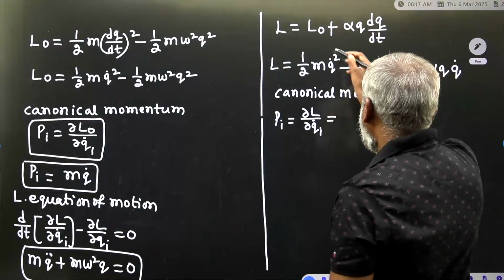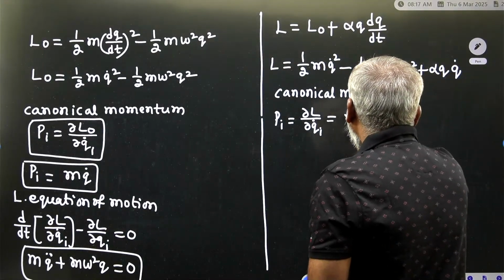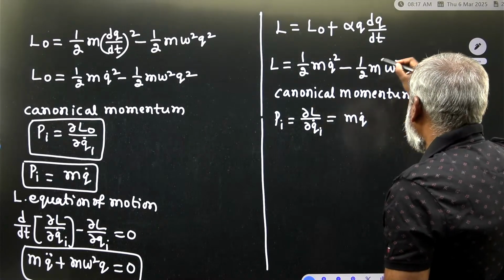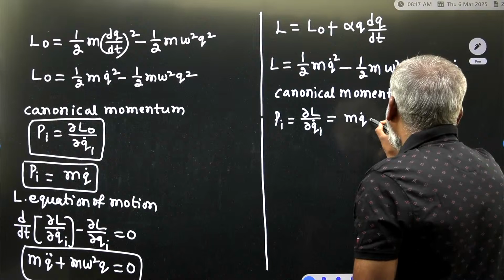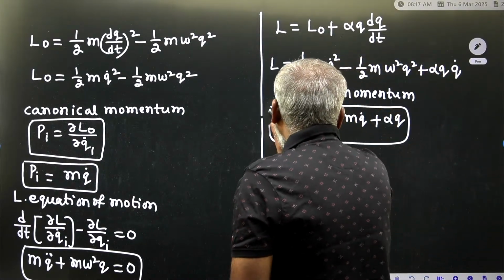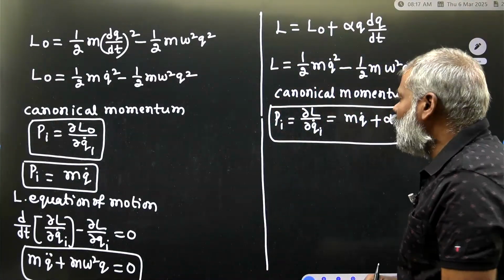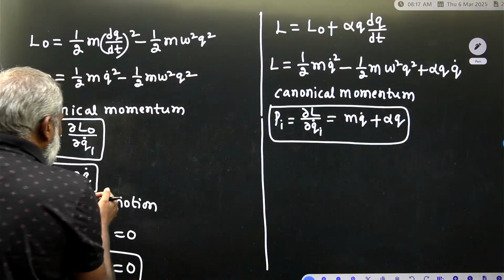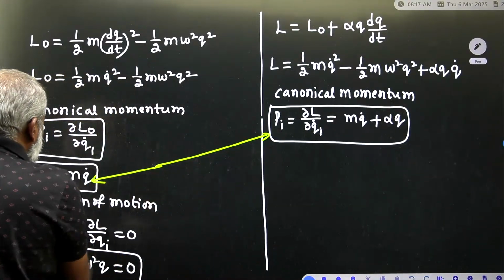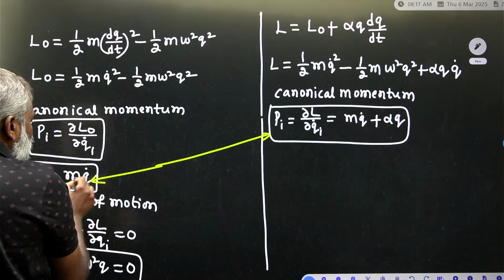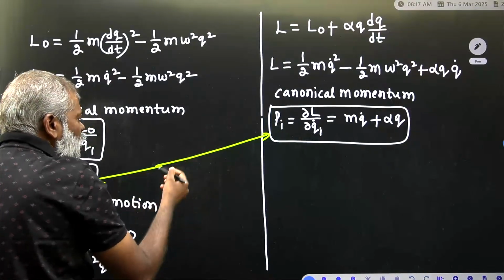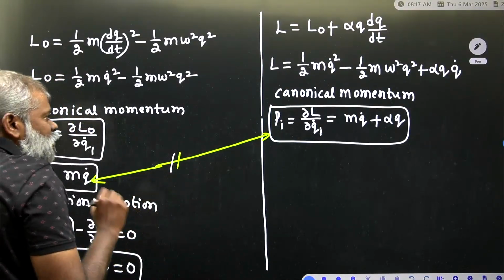Therefore ∂L/∂q_i dot: in this term q_i dot is there, so m into q_i dot will come. In this term there is no q_i dot, so it will be 0. Here q_i dot is there, alpha into q. So this is the canonical momentum corresponding to this Lagrangian function. Now observe this canonical momentum and this canonical momentum. This one is m into q dot, and this one is m q dot plus an additional term. These canonical momenta are not equal.